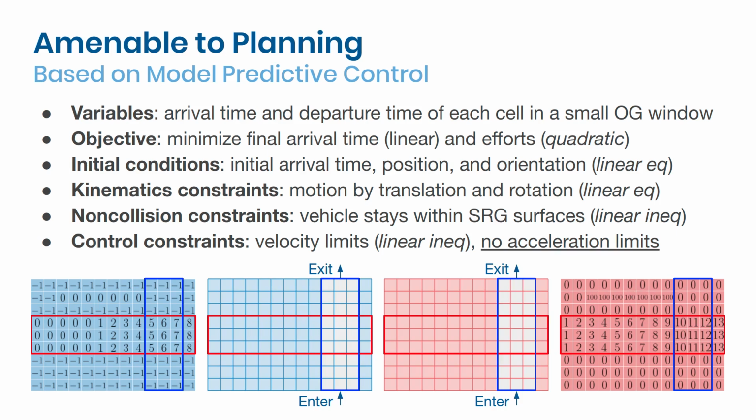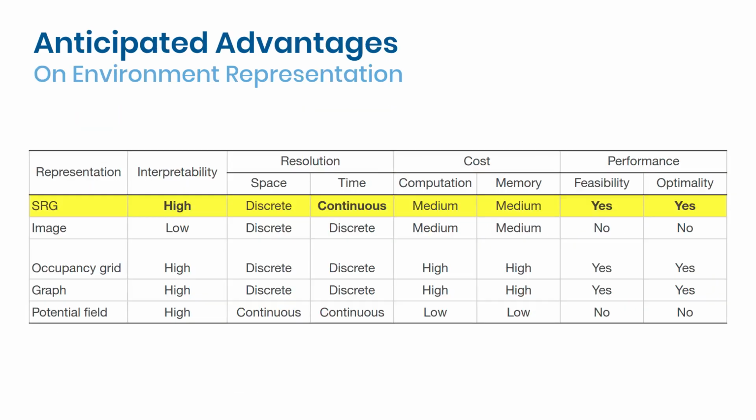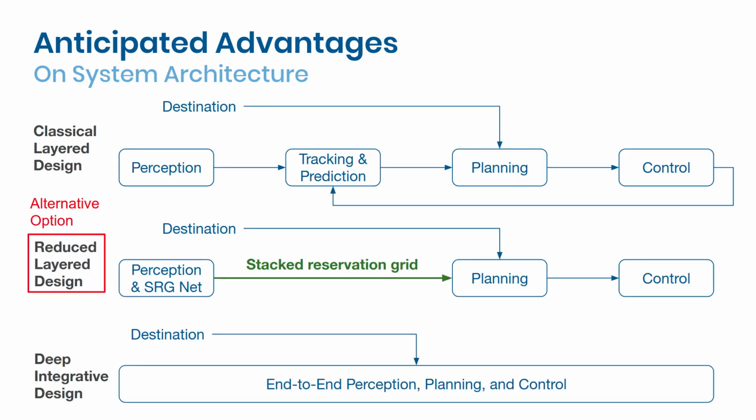If we compare SRG with other common representations, we will find that SRG provides a good trade-off for navigation tasks in understructured environments. On the level of system architecture, the proposal of SRG enables an alternative design that trades between modularity and homogeneity.